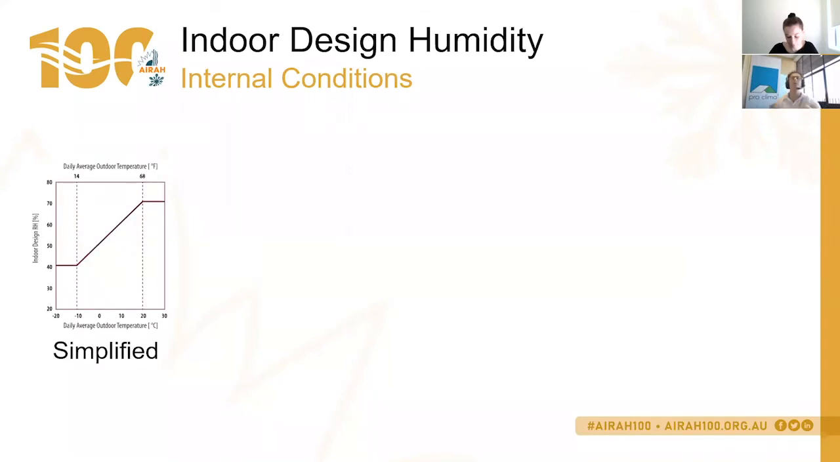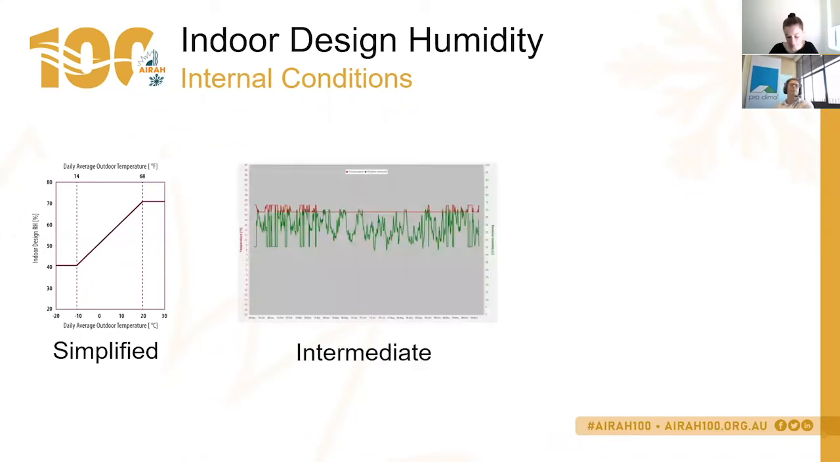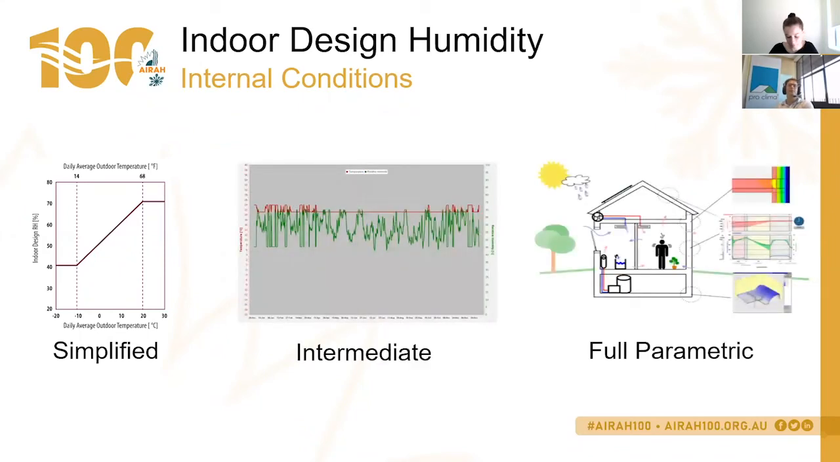So in terms of the indoor conditions in the building, there are 3 different methods. There's a simplified method, there's an intermediate method, and a full parametric method for predicting or estimating the internal temperature and humidity conditions. So the simplified method is just saying basically what's the average outdoor temperature, and then assuming an indoor design relative humidity and a standard temperature from that profile.